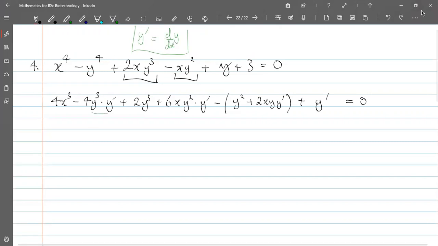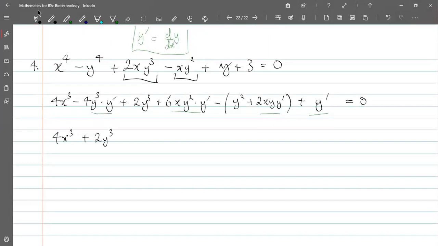So now you have here 4 different terms with y prime in them. So collect those together and collect the remaining terms together. So we have 4x cube plus 2y cube minus y square, which are all terms without y prime in them. And then you have minus 4y cube, okay, y prime is common, so I'll write that first. 4y cube, that's the first term here. I'll write plus y prime, okay, so minus 4y cube, then plus 6x y square, that's over here. And here you have minus 2x y, and here you have plus 1. Y prime is common, so this equal to 0.